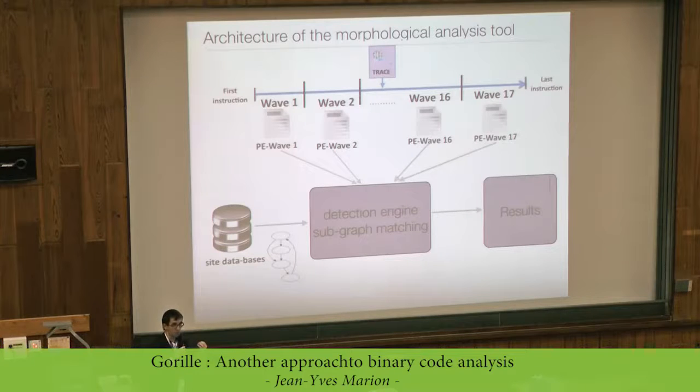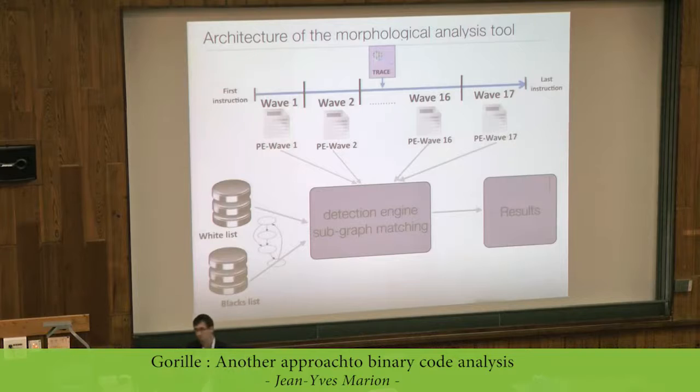From the memory snapshot, you construct the control flow graph, you reduce it, and you compare this abstraction with the database of known functionalities, bad functionalities, and you see if there is some matching between the program and the database. So this is quite traditional in some sense, this kind of approach.